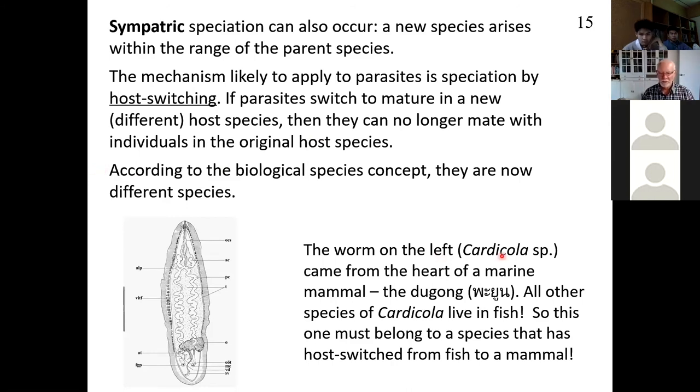An extreme example of this might be something like Cardicola. This is a genus of blood flukes, trematodes. Almost all of these species occur in the hearts of fish in the ocean. We found this one in the heart of a marine mammal, the dugong. So all other species of Cardicola live in fish, but somehow, sometime in the past, this one switched into a mammal. The adult worms only breed now in the mammal, in the dugong. So now we have a new species of Cardicola, which has arisen by host switching.